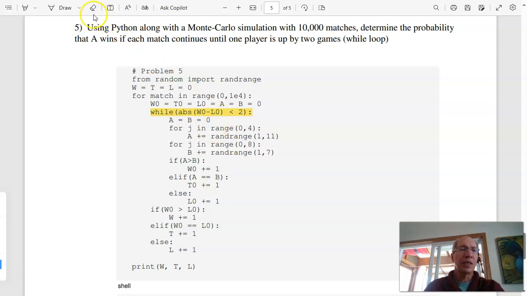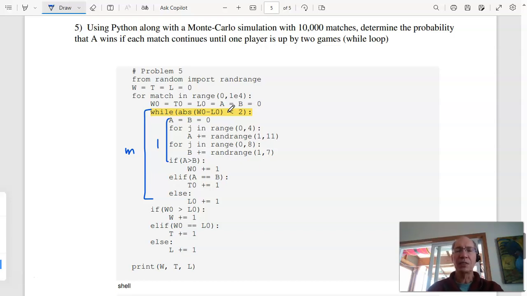So again, play a single game. There's one game. Keep on playing until somebody is up by 2. Then I kick out. That's the end of the match. Once the match is over, see who won the match. Repeat 10,000 times. So this is a for loop. I'm going to play 10,000 matches. A while loop: keep playing until somebody's up by 2.